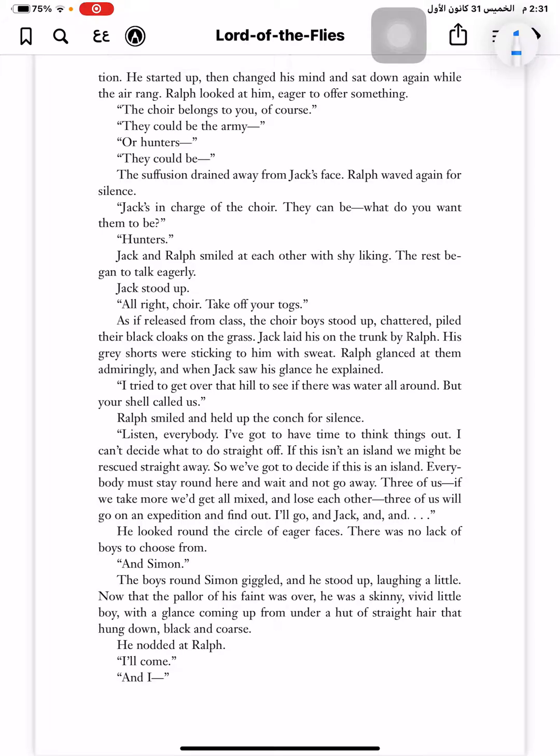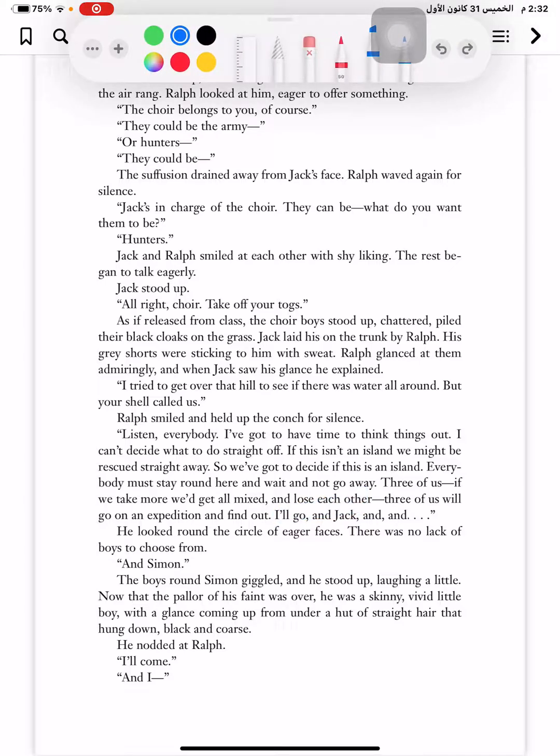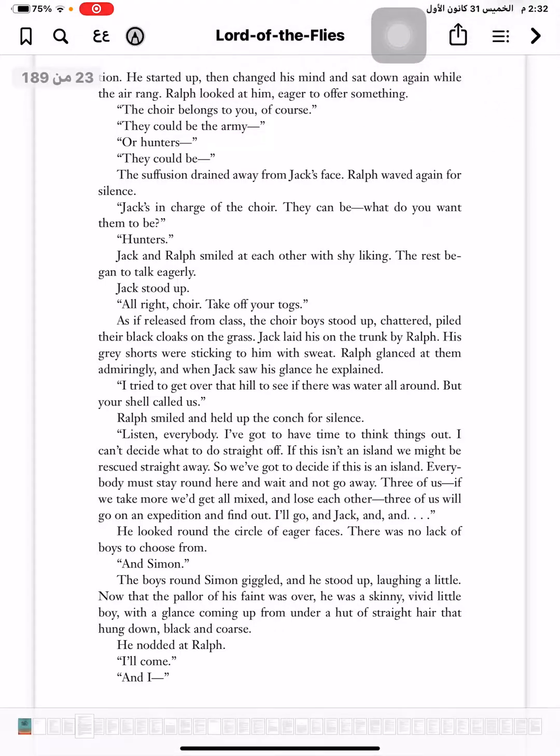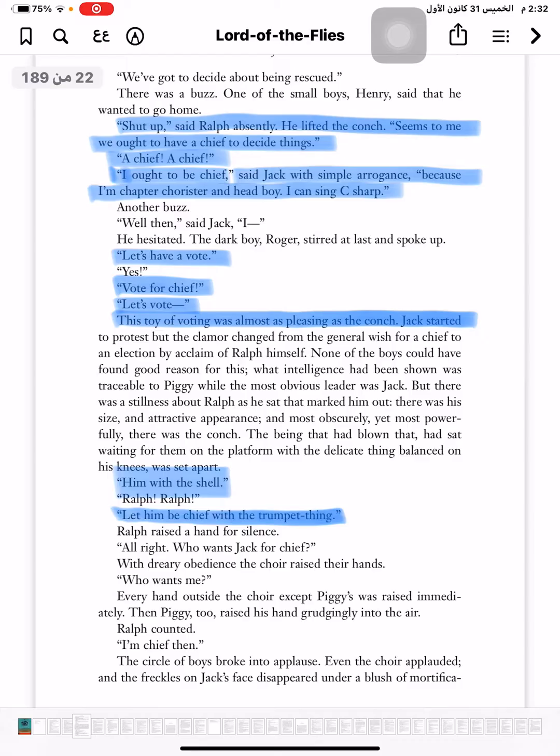The buzz rose and died away. So this is a fact about the boys. He was trying to intimidate them, to terrify them, in order to show them that he is powerful after being elected as the chief of the hunters, the choir boys, not the entire group. Of course, after being elected, now Ralph senses that it is a matter of being just and being a real leader, to provide Jack, who leads the choir boys, with something to be responsible for.